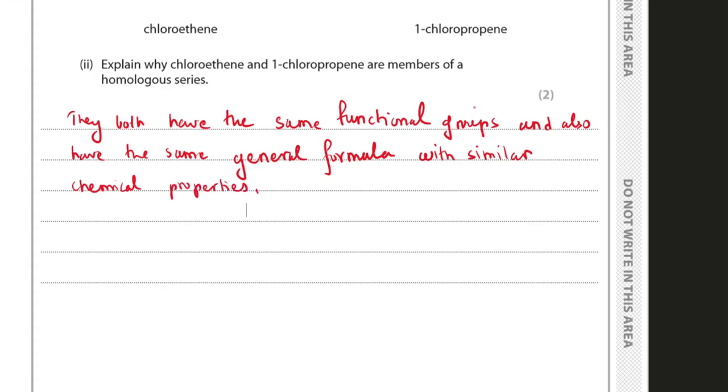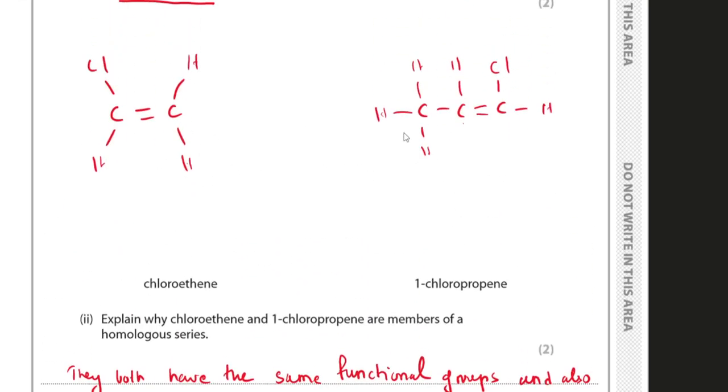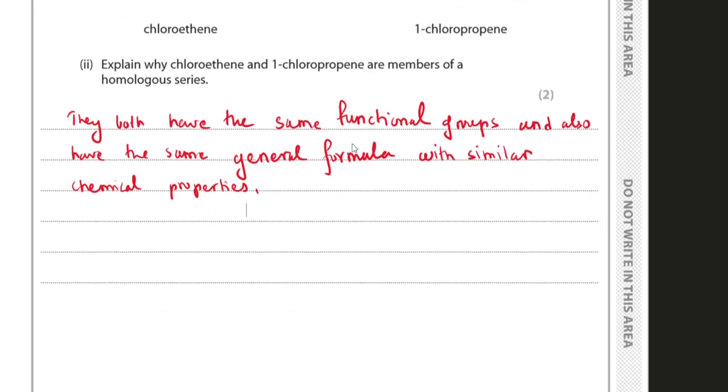Because I've already stated here that both of them consist of the same functional group, which is the carbon to carbon double bond, the alkene functional group. And the functional group basically determines the chemical properties of a compound. So we can easily say both of them also consist of similar chemical properties as well.